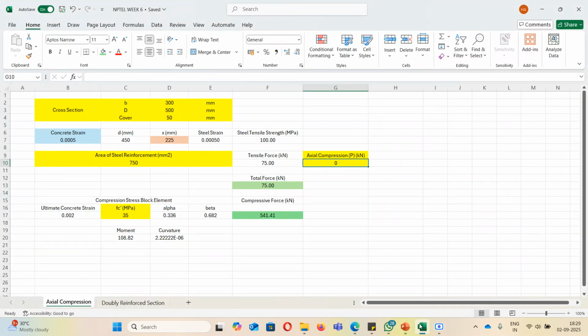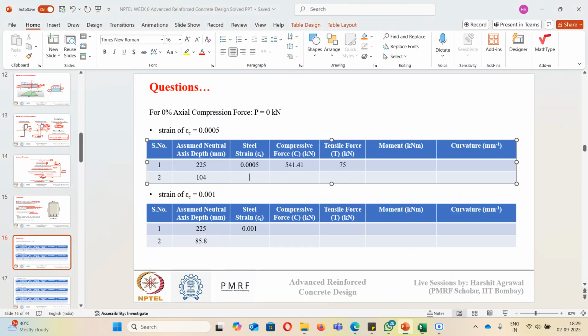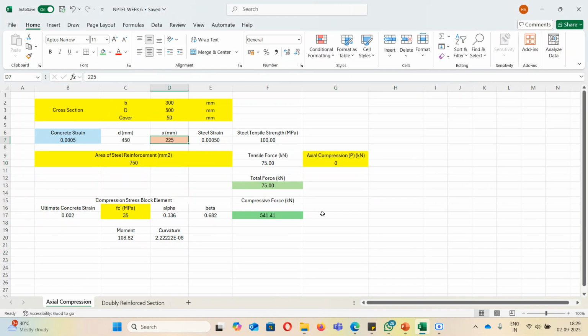Now my compression force is more than the tension force, so I need to decrease the value of x. I will start changing the value of x here. I will set it at 200. When I change to 200, you can see compression force is still more than the tension force. So I will further decrease it to 175. At 175 also compression force is more than the tension force. So I will further decrease x. 150, still it is more. 125, still it is more. 100, now you can see the compression force is smaller than the tension force.